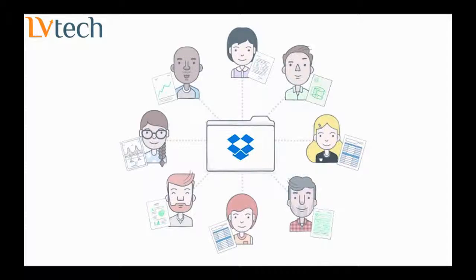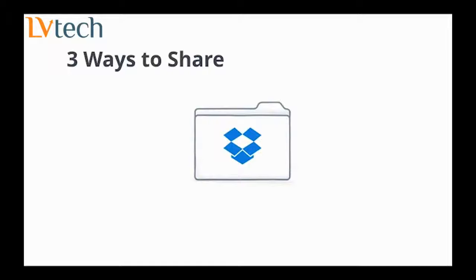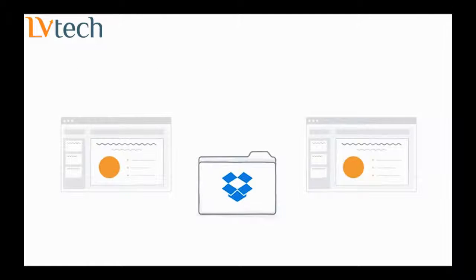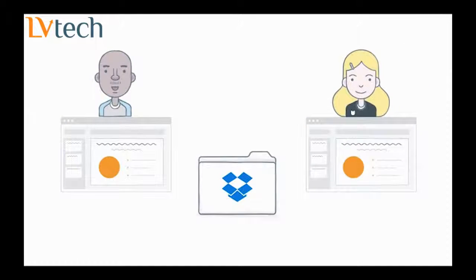Files start out private by default, but you can easily share with colleagues or clients when you want to. There are three main ways to share on Dropbox for Business: shared folders, team folders, and shared links. The bread and butter of sharing on Dropbox is the shared folder. When you invite colleagues to your shared folder, you'll be able to collaboratively edit files, and any updates or changes will sync across the group.